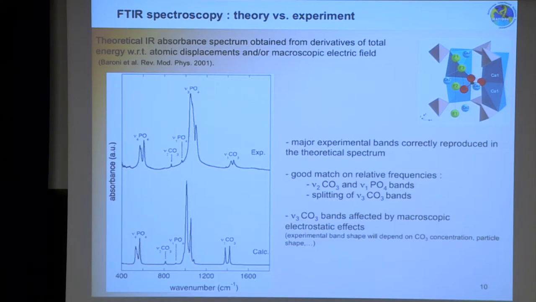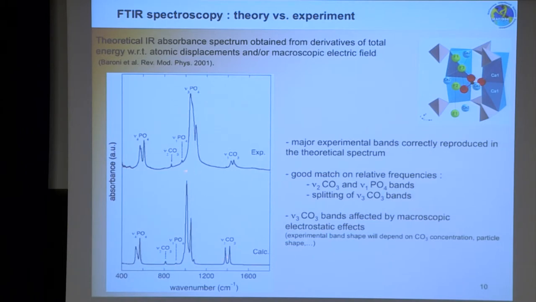So there is some systematic difference, but the relative frequencies, in particular the relative frequencies between these two bands, nicely match the experimental observation, and also the splitting of the stretching CO bands is quite correctly reproduced. And from this kind of theoretical observation, we have been able also to show that these bands are affected by macroscopic electrostatic effects. That means that the position of these bands could depend on factors such as the carbonate concentration, the particle shapes, and so on.